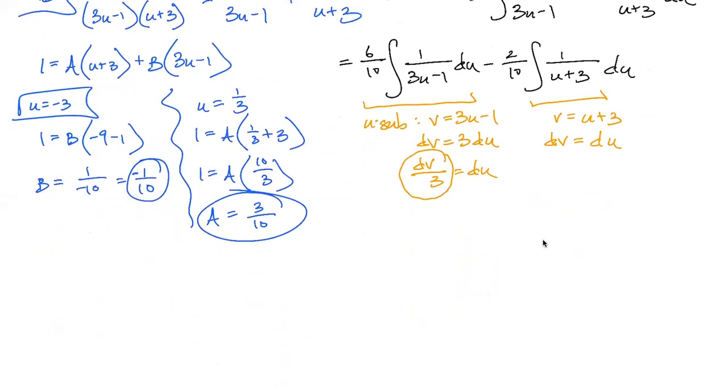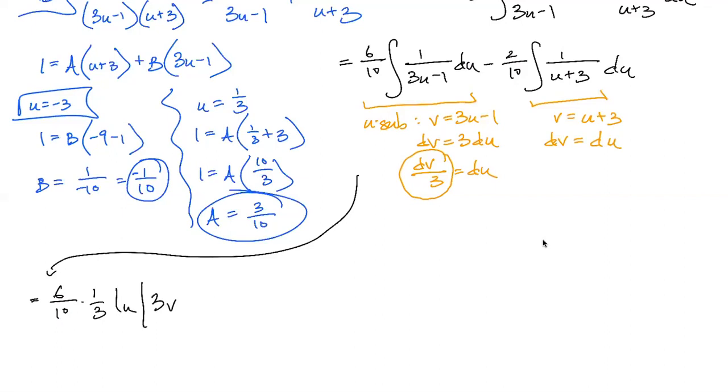So let's put those all in and see what we get. We get 6/10 times 1/3 the natural log of 3u minus 1, minus 2/10 the natural log of u plus 3.